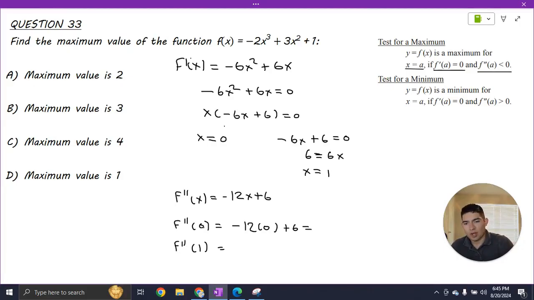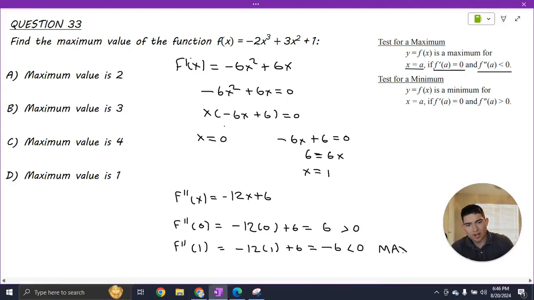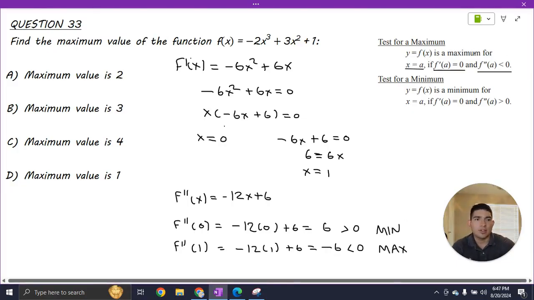So if we do f double prime of 0 first, once we plug in 0 into the equation, we're going to get 6 as the result. Now if we move on to f double prime of 1, we're going to end up with this, and that'll give us negative 6. So that means this one corresponds to our maximum value, and this one corresponds to our minimum value. As you can see, maximum is going to be where f double prime of a is less than 0. So here we have that inequality that matches with the maximum test.